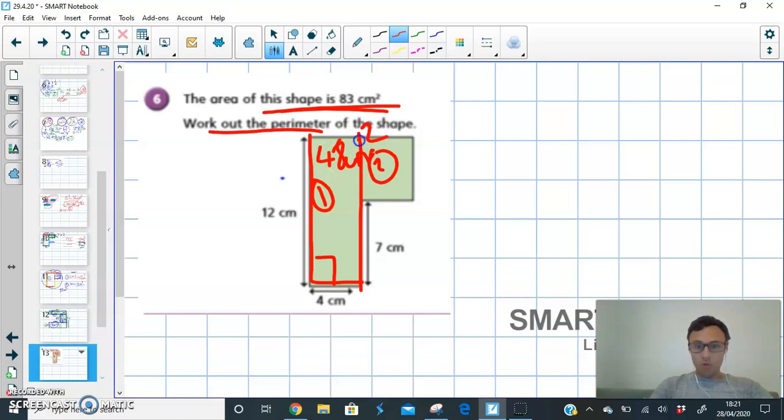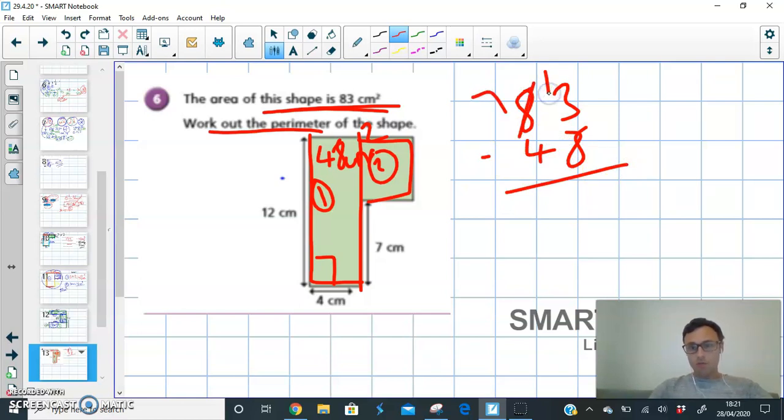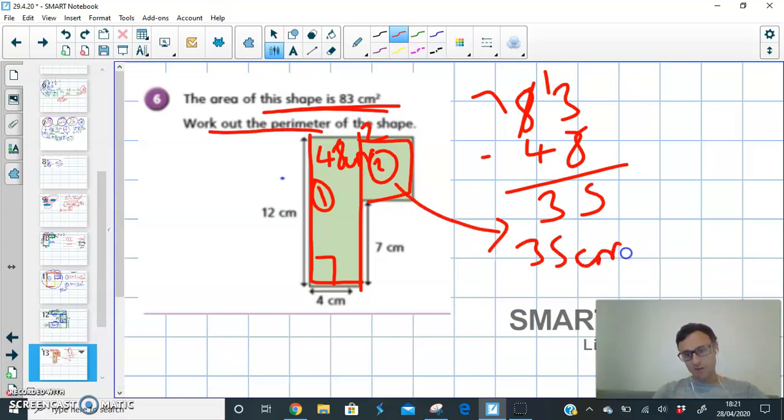Now to work out what this area needs to be, I need to take away 48 from my total area. 83 take 48 is 35. Okay, so I know the area of shape 2 is 35 centimetres squared. And now, if I know this part here is 7, this part must be 5, because 7 and 5 makes 12. Well, what then is the question mark here? This length going along there. Well, what do I times 5 by to get to 35? I times it by 7. So this blue part must be 7 here.